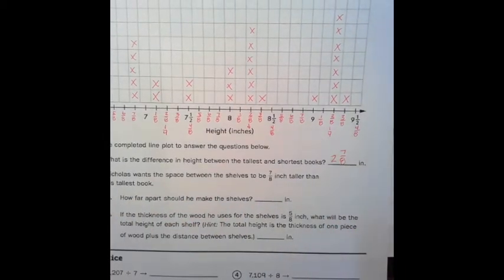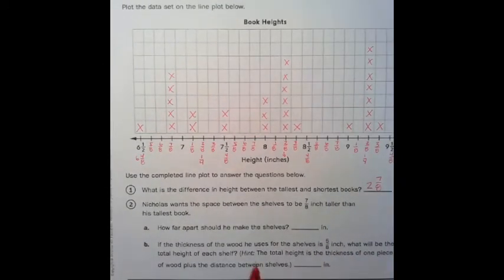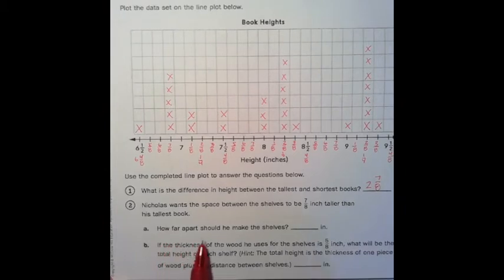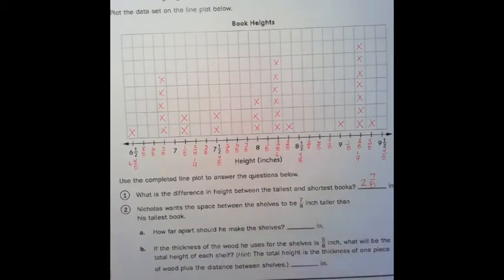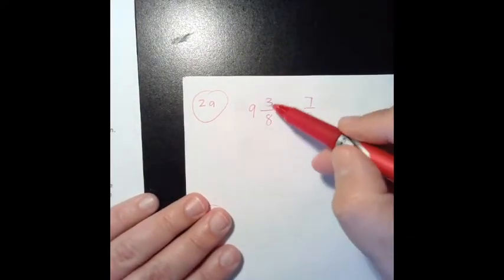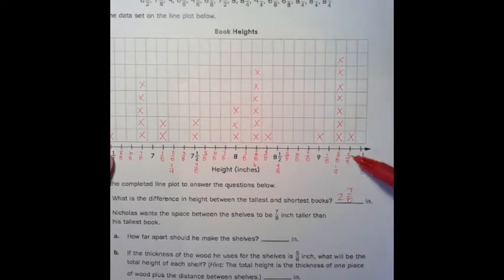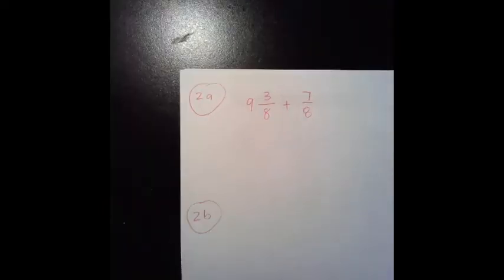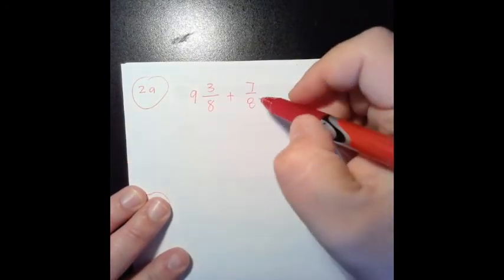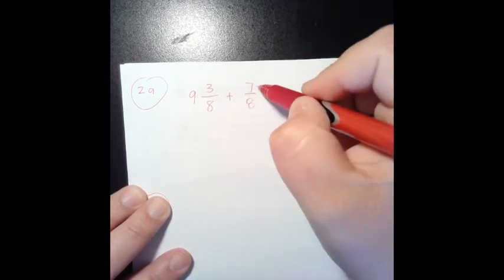All right, so now Nicholas wants the space between the shelves to be 7/8 inch taller than his tallest book. So how far apart should he make the shelves? So our tallest book is again that 9 3/8, which we found from our line plot. If you look here, our tallest book is 9 3/8. So he wants to make the shelf have a gap of 7/8 inches from the tallest book. So we need to add 9 3/8 plus 7/8.